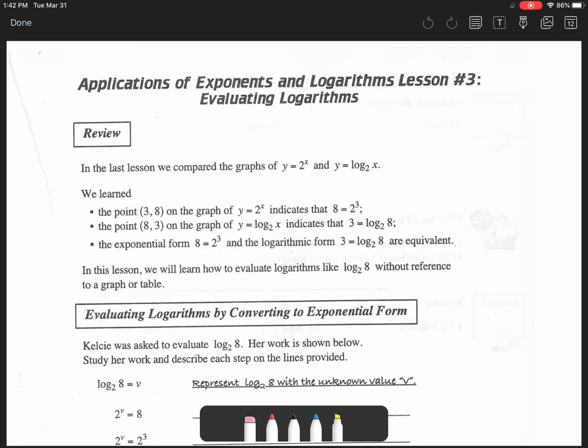Hi guys, into lesson 3 for applications of exponents and logs. Today: how to evaluate logarithms. So basically what we're talking about here is to figure out the value of a logarithm. We're going to see how to do that algebraically today.